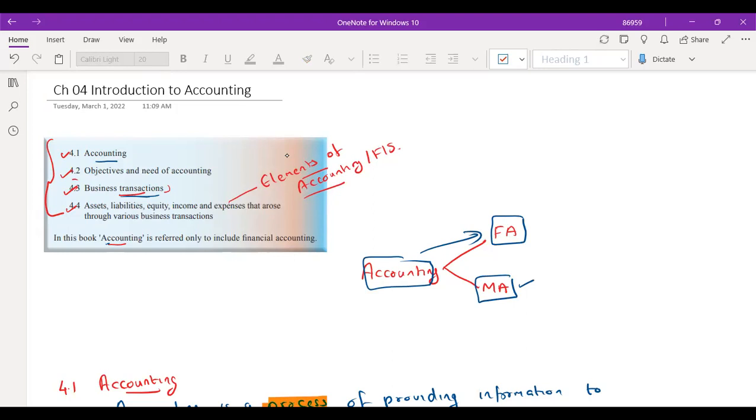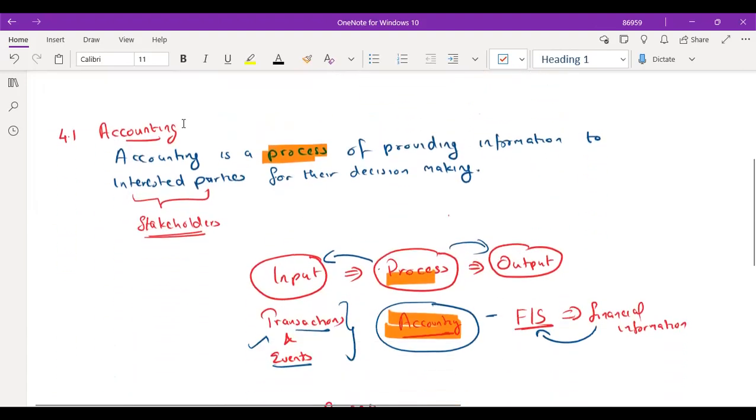And if you go down further, there is a note there. In this book, accounting is referred only to include financial accounting. This is because when you go to your A levels and if you're planning to do commerce, you will come to know accounting has 2 branches, namely financial accounting and management accounting. As far as your O-level syllabus is concerned, you will be only discussing financial accounting. That is why they referred to accounting as only including financial accounting. You will not be discussing anything with regard to management accounting. So let's jump into 4.1.